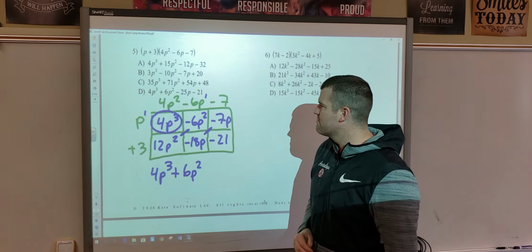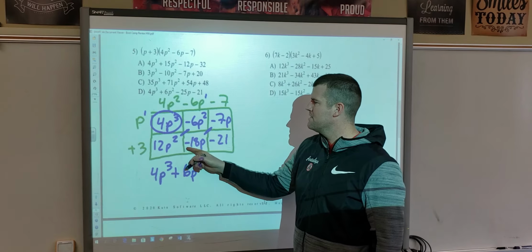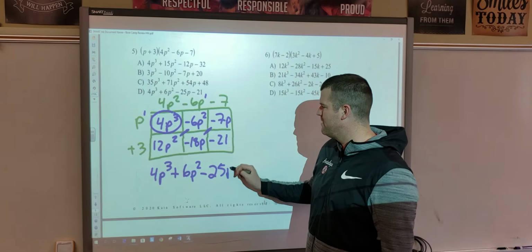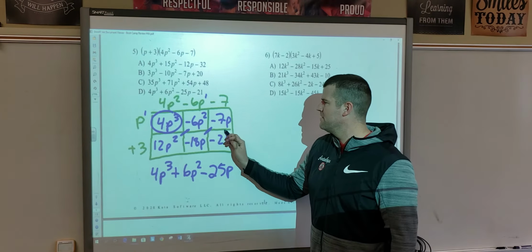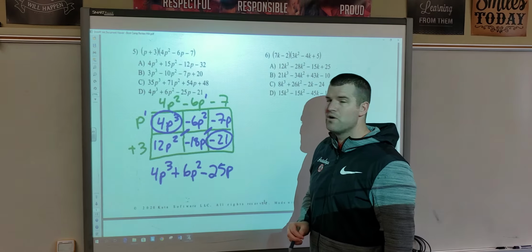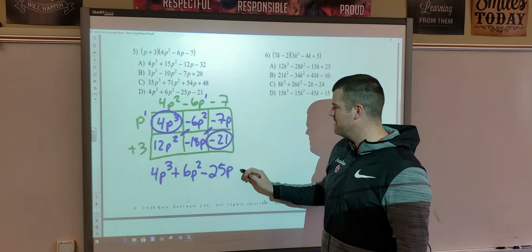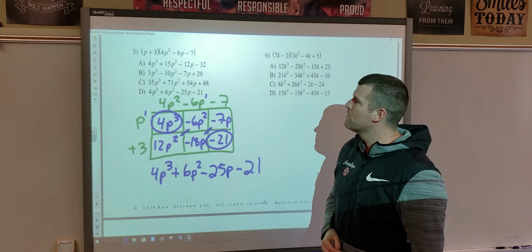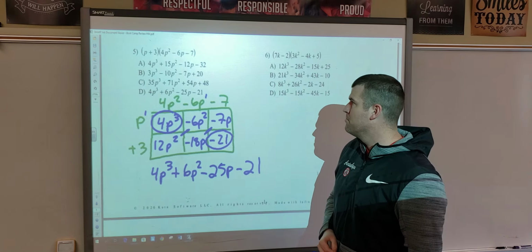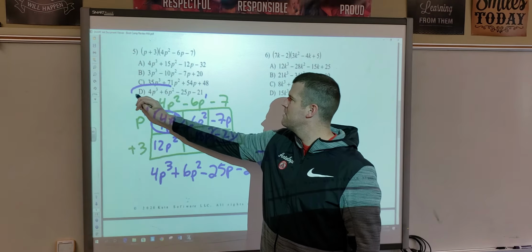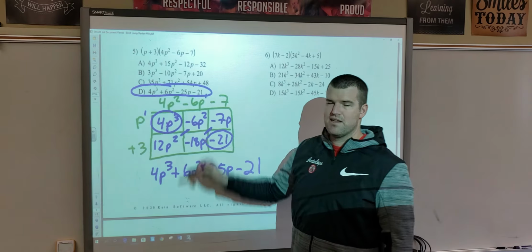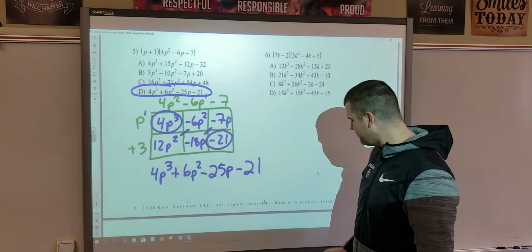We have more like terms here, negative 7p, negative 18p, which makes a grand total of negative 25p. And then finally, we have the constant, which there are no other constants, so we can't combine it with anything, and we put negative 21. So 4p to the third plus 6p squared minus 25p minus 21. Bam, number 5 is D.